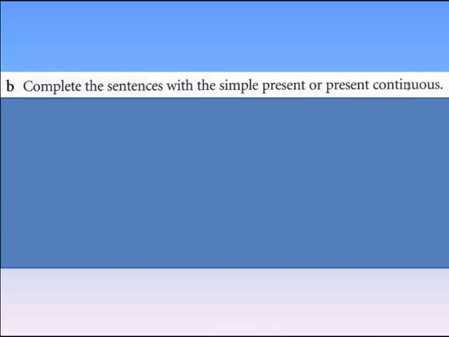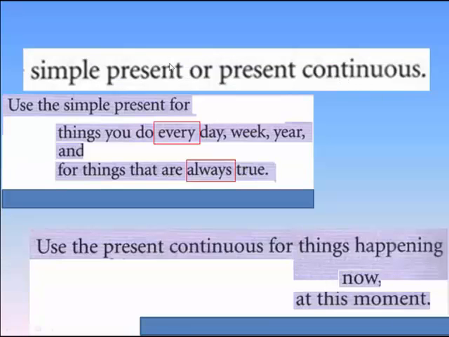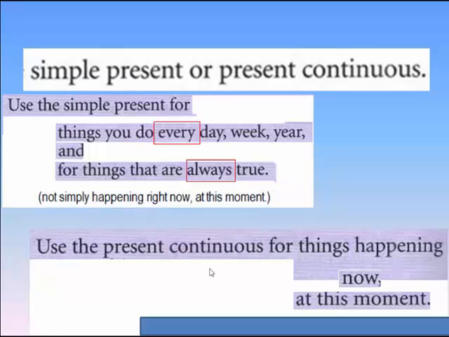Let's review for just a second. Use the simple present for things you do every day, every week, every year, your routine, and for things that are always true. And use present continuous for things happening now, at the moment. This means that if something is not happening right now, at this moment, you cannot use simple present.